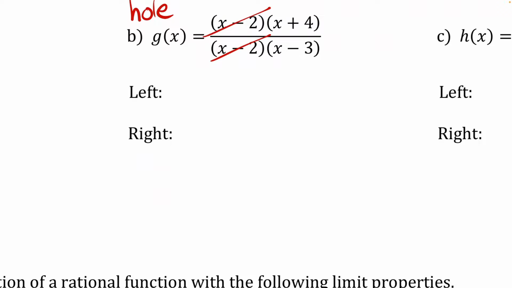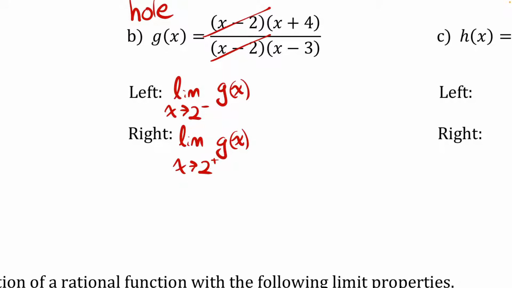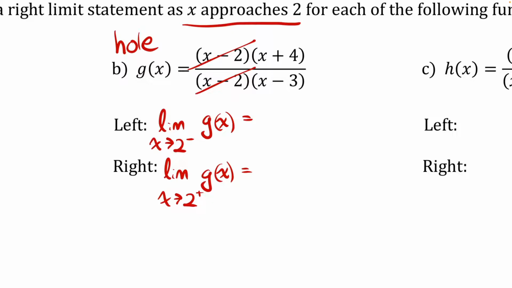Let's see what happens over here. So again, let's do the limit notation correct this time. The limit of g of x as x approaches 2 from the left, meaning minus sign, and the limit of g of x as x approaches 2 from the right, meaning plus sign. All right. These numbers will cancel out.